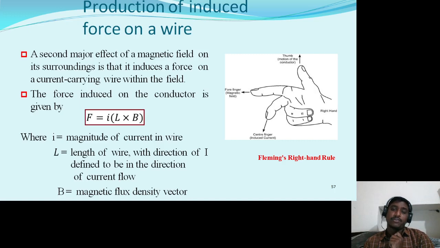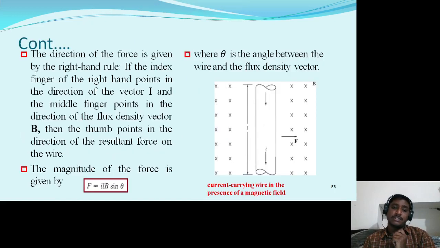Whatever the conductor, just apply Fleming's right hand rule and get the motion of the conductor if you know the flux direction or the current direction. Clear? So just remember this formula: F is equal to I into the cross product of the length of the wire and the magnetic flux density. The cross product is nothing but LB sin theta, so the magnitude of the force is given by ILB sin theta. The direction of the force is given by the right hand rule.